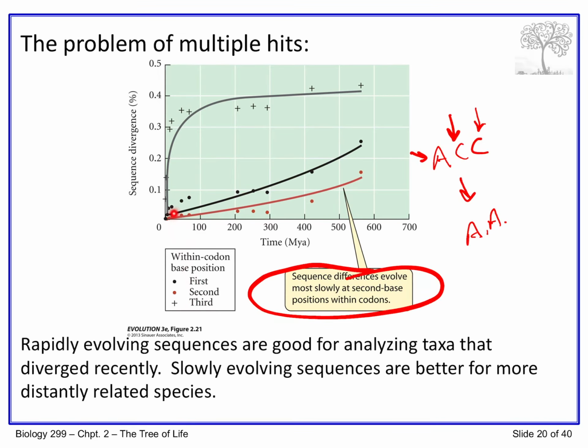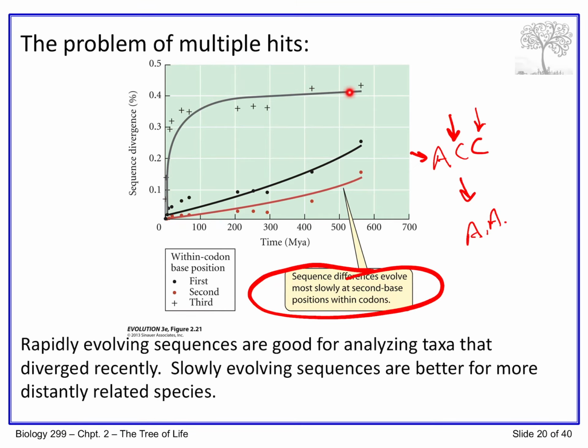So what you're seeing here is the problem of multiple hits. If we look at the pluses, right? Pluses are third base positions. They can evolve very rapidly. And the reason for that is because you can have 4 different codons that all code for the same amino acid. That's the redundancy in the genetic code, but they all have different third base positions. So you can have an ACC mutate to an ACG, and those might code for the same amino acid. So selection doesn't eliminate that mutation. So what you get then is third base positions evolving very rapidly.